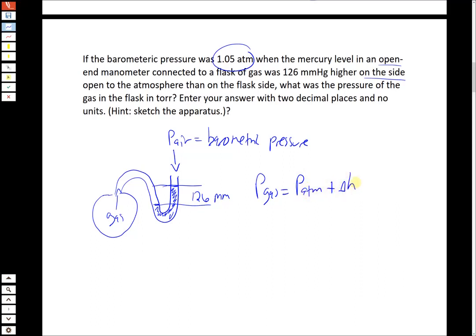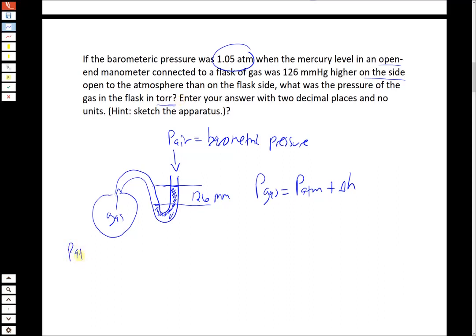So when you're using an open-ended manometer, it can be plus or minus delta H, and again, that depends on which side is higher. So if the mercury is higher on the side connected to air and lower on the side connected to the gas, that means the gas pressure is higher by that amount. So now to do this, we're looking for pressures in torr, which is the same as millimeters of mercury, so we need to convert everything to millimeters of mercury.